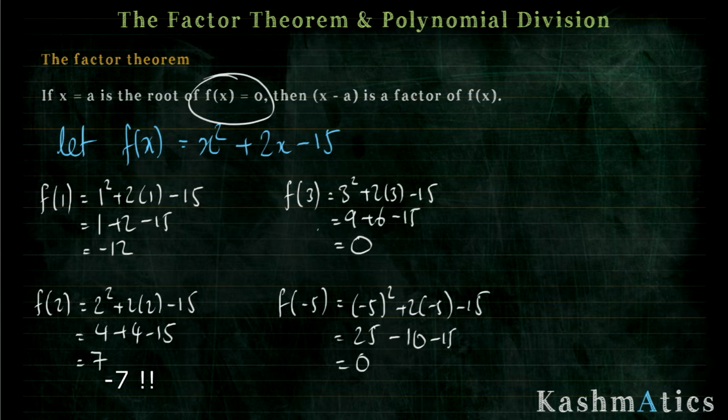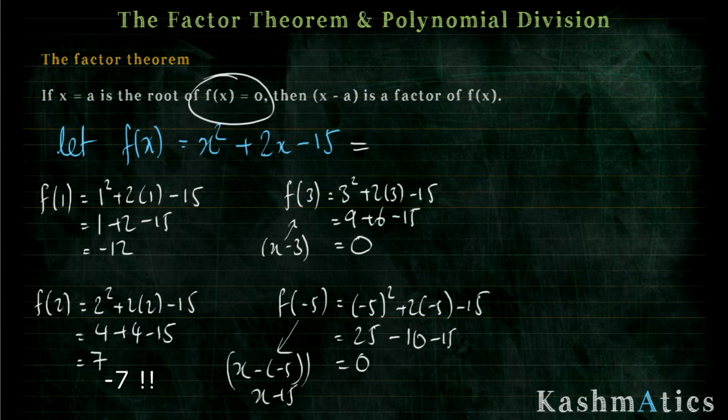We can see that f of 3 and f of minus 5 are 0, which means that x minus 3 and x plus 5 are factors, because this says that x take away minus 5, which is the same as x plus 5, okay, and this would be x minus 3 according to the factor theorem. But where does all of that come from?